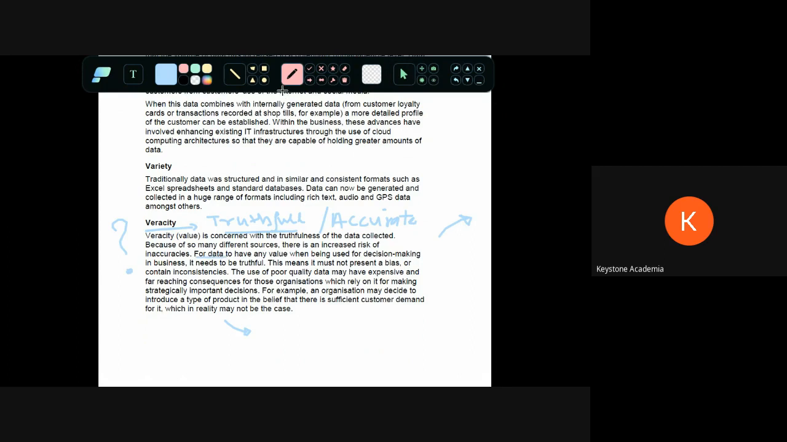So for data to have any value when being used for decision making in business, it needs to be truthful. Otherwise, it may present a bias or contain inconsistency. The use of poor quality data may have been expensive to collect and analyze, and have far-reaching consequences for the organization which relies on it for making strategically important decisions. Okay.